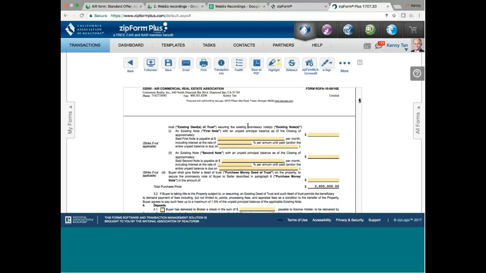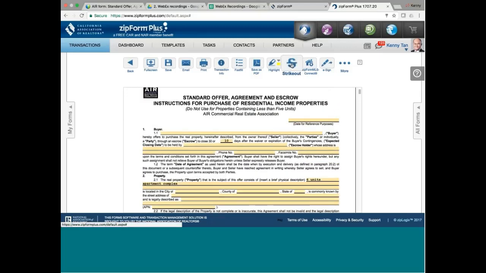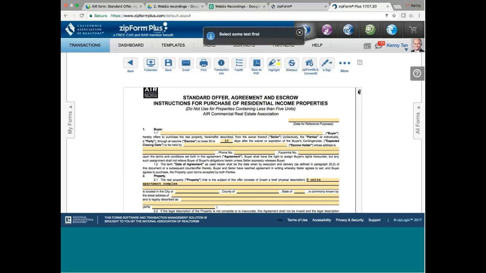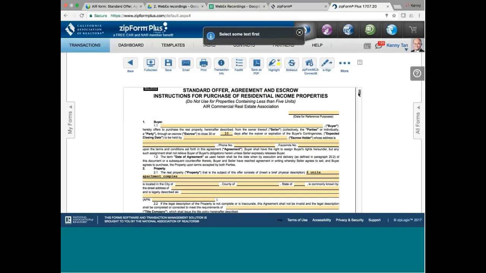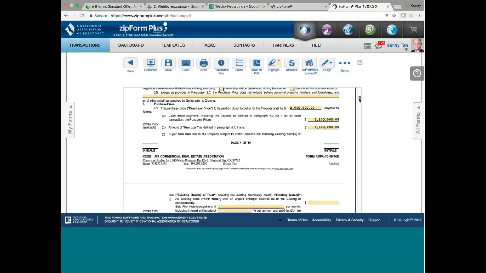Now, if you are not assuming any loan, it says strike if not applicable. There is a strike tool that you can use. This one right here, click it. But it asks me to select text, so I have to select text. So I'm supposed to strike this out. If it's not applicable, I am not assuming any existing mortgage, so this would not be applicable to me. So this will be stricken.